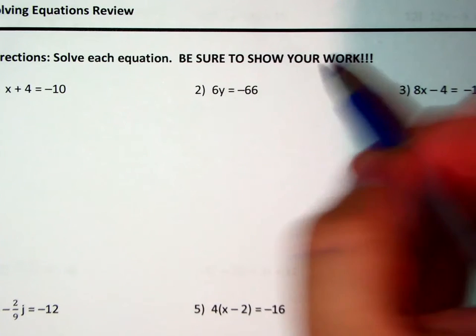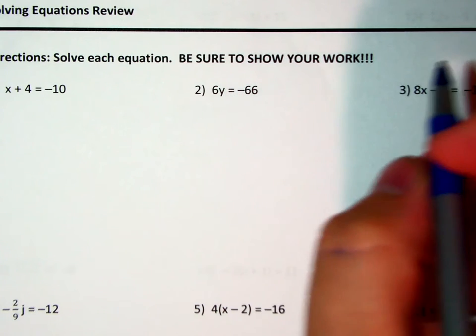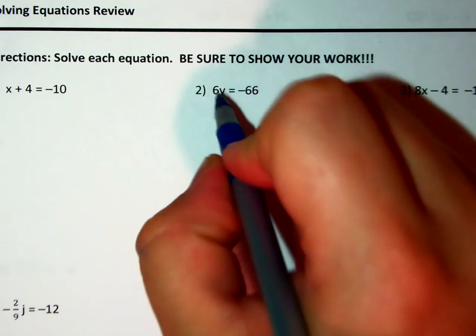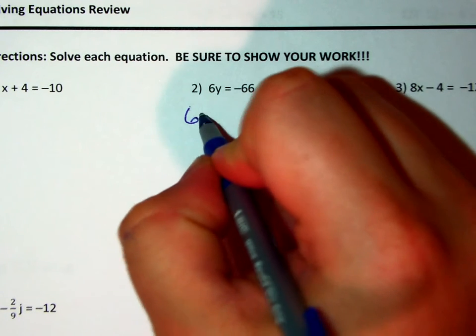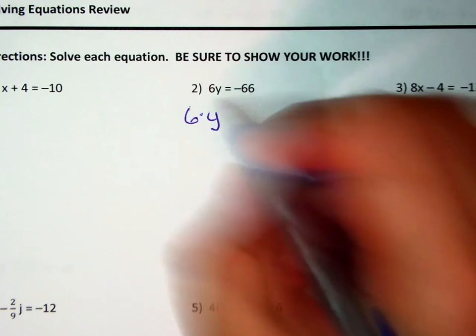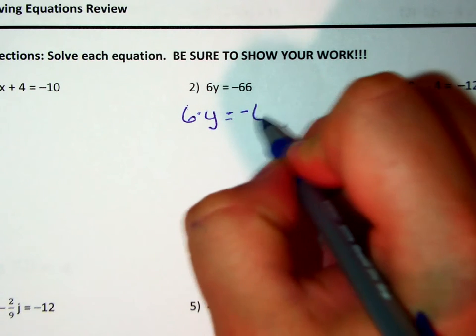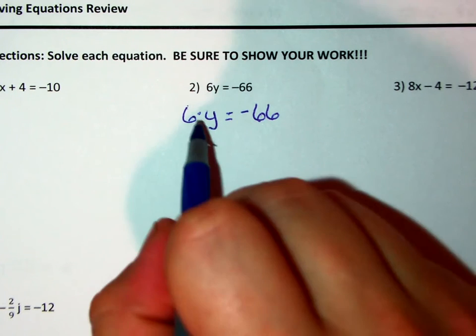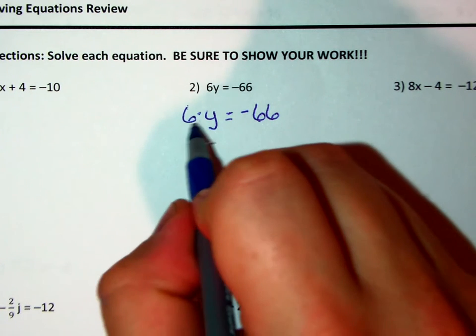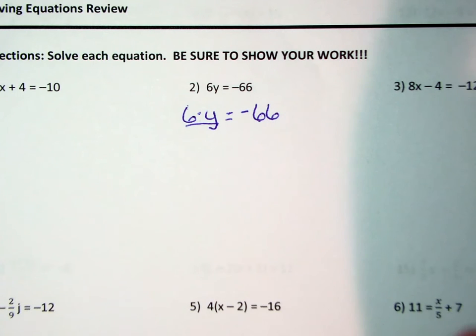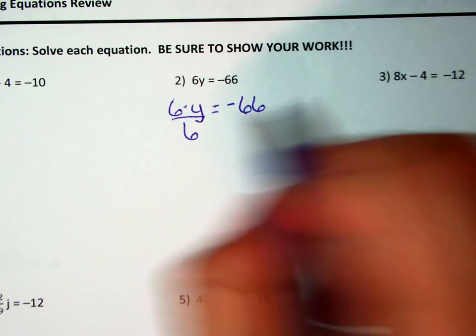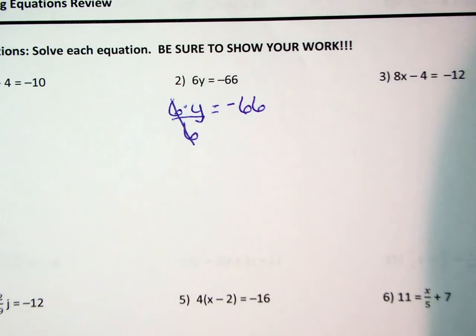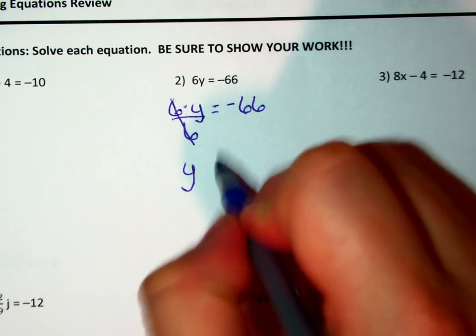Number 2 says 6y equals negative 66. And we know that the operation taking place between 6 and y is 6 times y equals negative 66. And so the inverse operation, or opposite operation, for multiplication is division. So I will divide by 6. That will allow me to cross out my 6's and drop down my y.